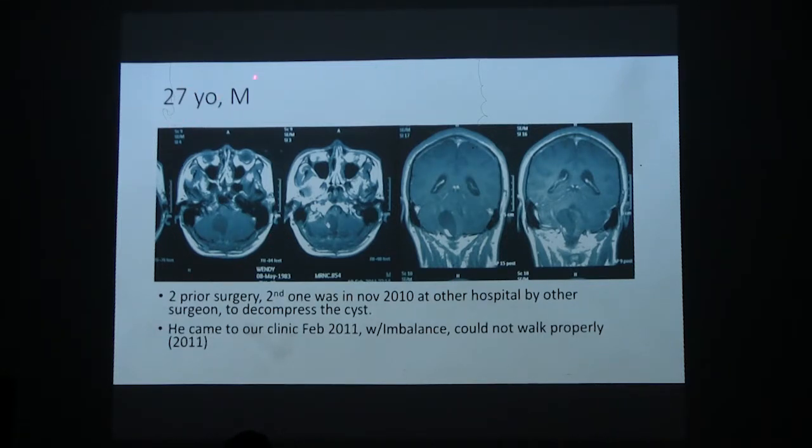What about this one? 27 years old, male. And then he got these lesions. He had 2 prior surgeries. The second one was done in November 2010 at another hospital by other surgeons to decompress the cyst only. He came to our clinic in February 2011 with imbalance, couldn't walk properly. And he had this picture: a cyst with homogeneous small lesions. And then we predicted what the pathology is.